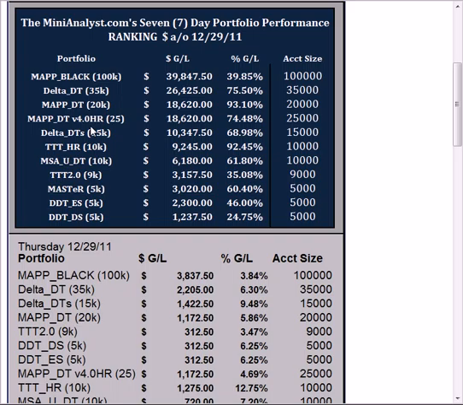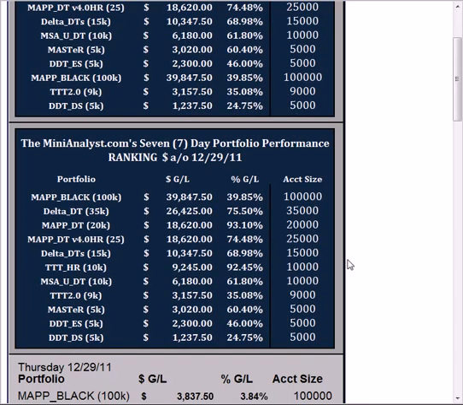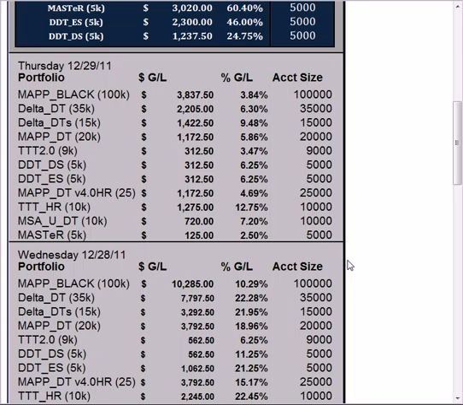It's less than $1,000 a month to make, essentially over the last 7 days, $40,000. I'm sorry, that is wrong. $18,000 over the last 7 days. Look at the Delta DT, a $35,000 account making $26,000. This does not include slippage or commissions. One would argue that it does include slippage, given that these are supposed to be accurate fills. But there you have the actual performances of the portfolios over the last 7 days.